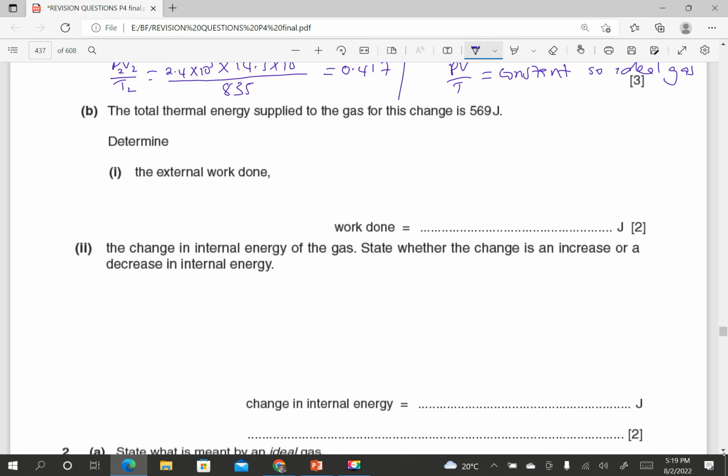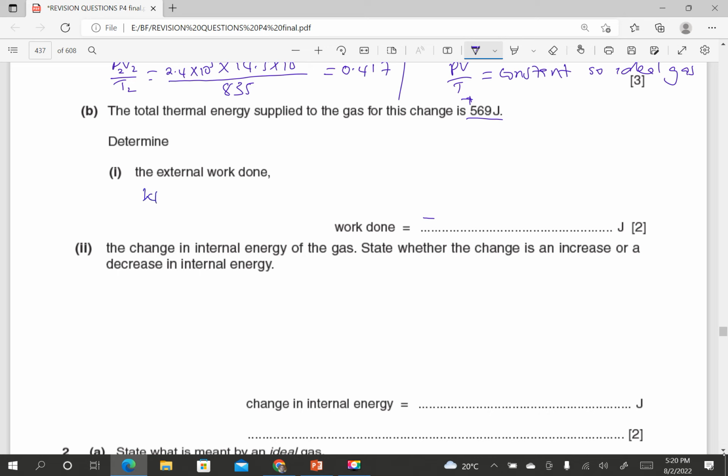The total thermal energy supplied to the gas for this change is 569 joules. Supplied to, so this should be positive according to the sign convention. Determine the external work done. When you look at the volume, you see that the volume is increasing. So you know that this work done will be negative according to convention. Expansion results in an increase in volume, so this work done is going to be negative because the system is doing work on the surroundings.